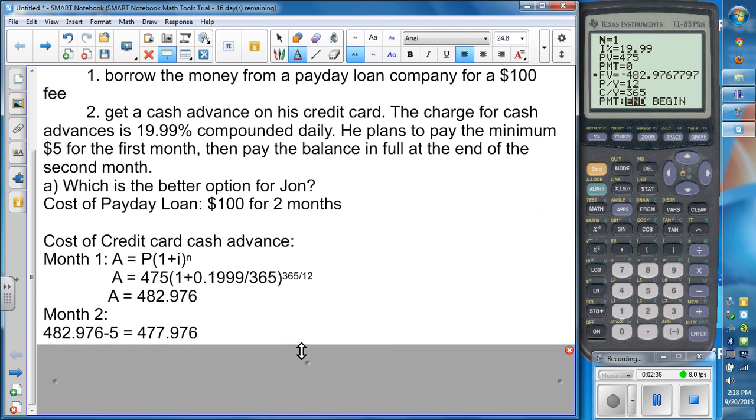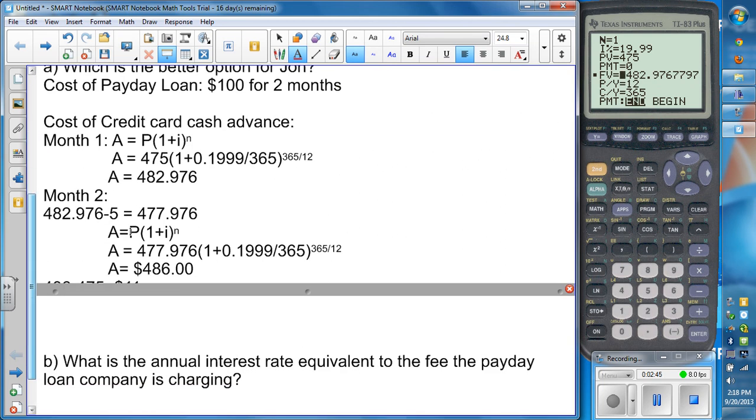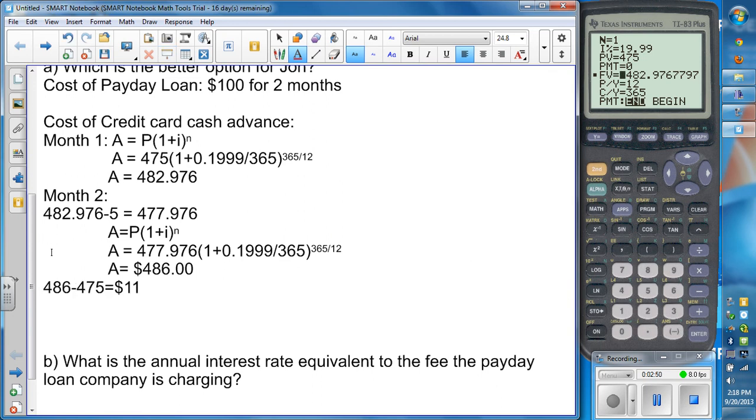Month 2. Now we need to actually subtract that $5 to get our present value. So we subtract that $5 to get $477.976. So you can plug it into the formula again, or you can plug it into your TI-83 or TI-84 calculator. Either way, you're going to get that A is equal to $486. So then how much did it cost him? Well, it cost him $486 minus the $475. It only cost him $11.